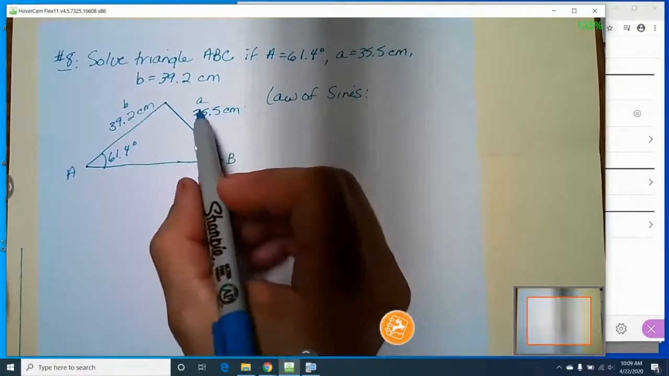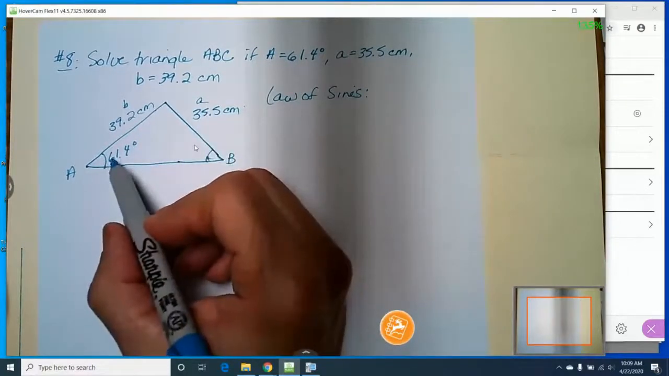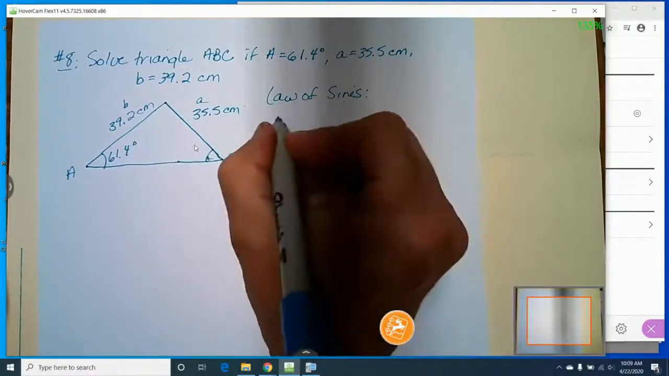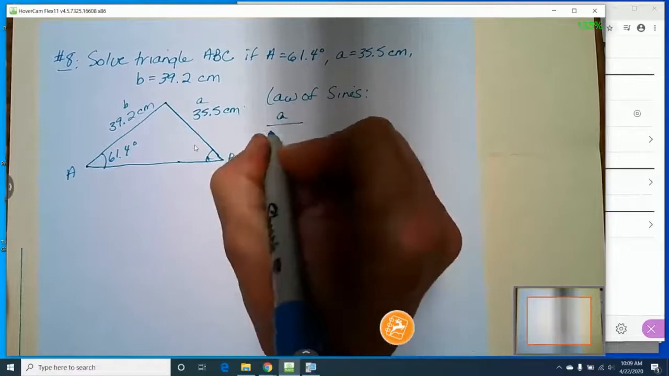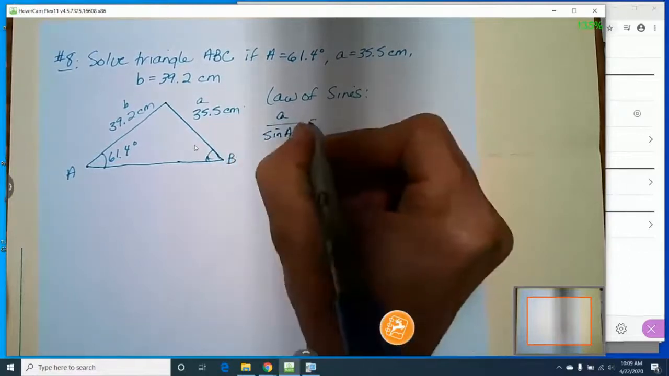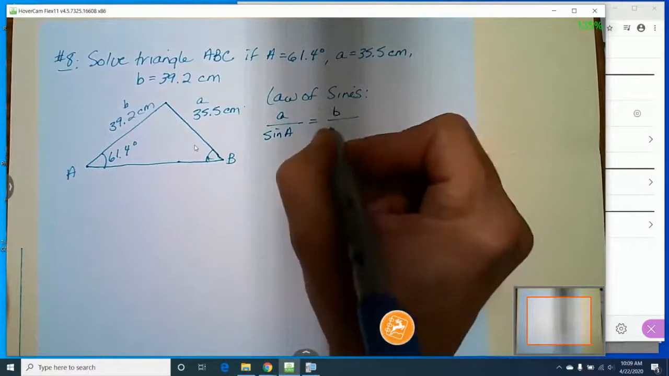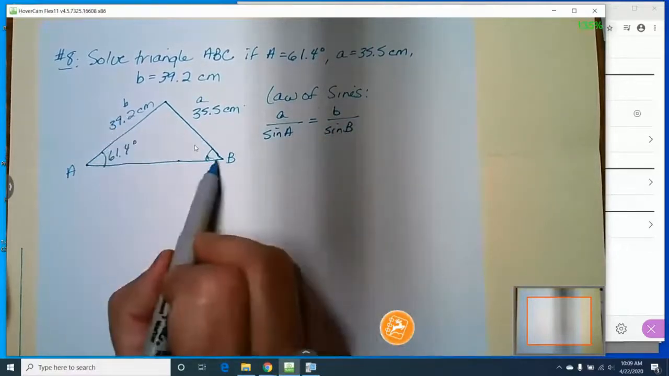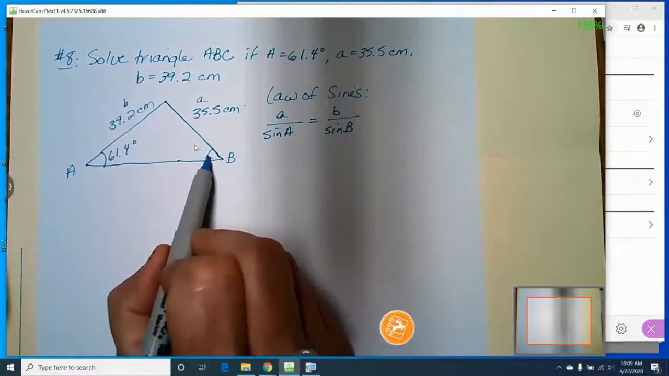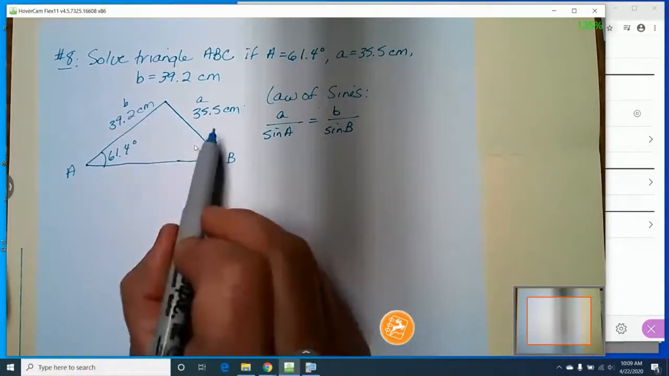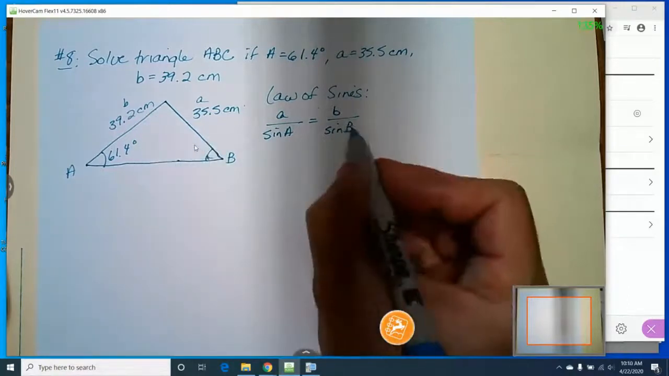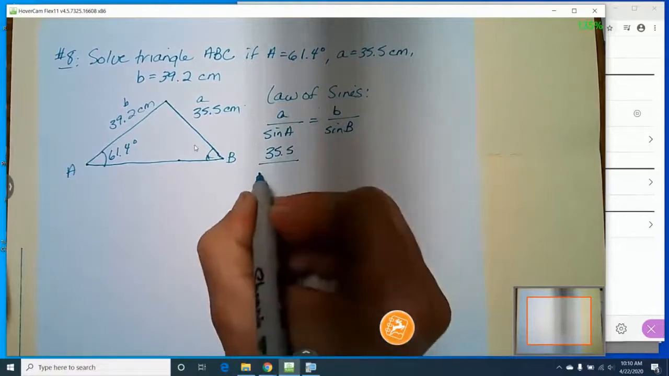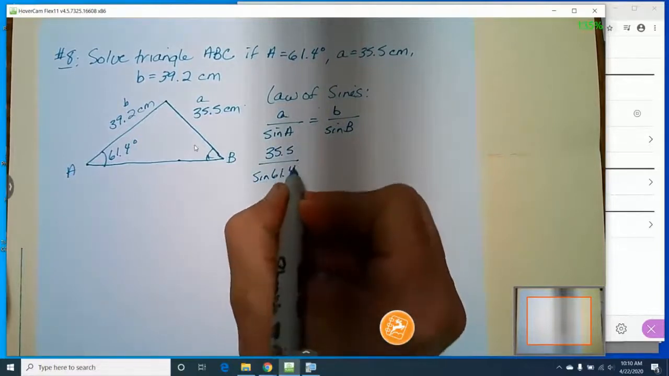And that just says that the side length and the sine of the angle are proportional for all the angles in the triangle. So we could do A over sine of A equals B over sine of B. Because we know side B, what we don't know is angle B. If we knew that angle, then we could get the third angle, and then we could do something else to get the third side. So now I'm going to fill in my numbers.